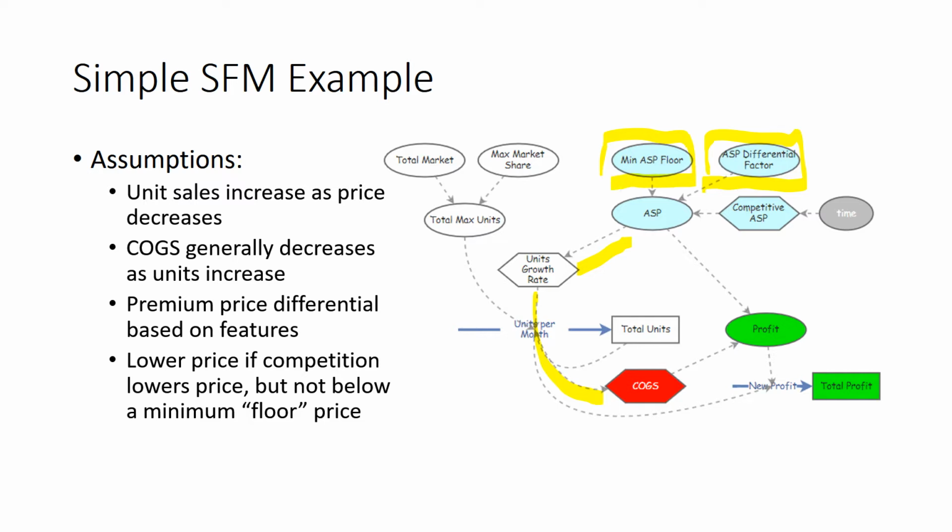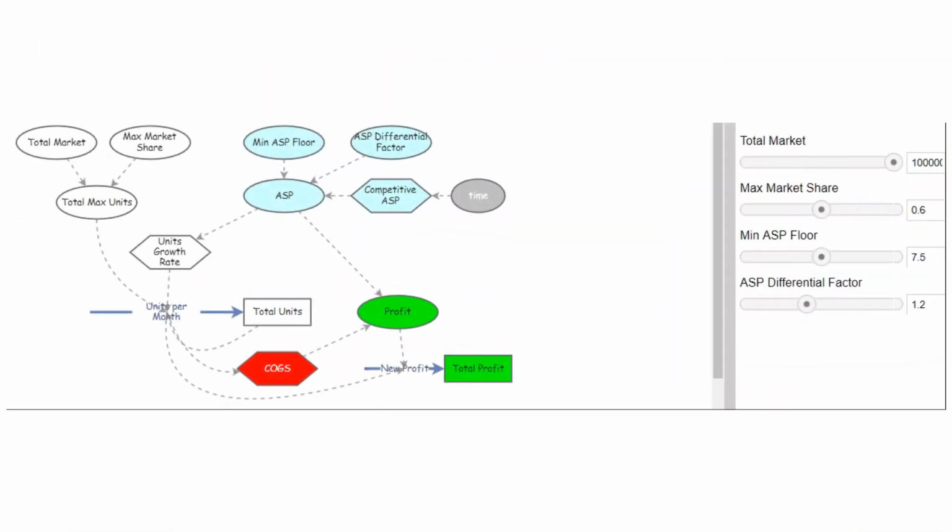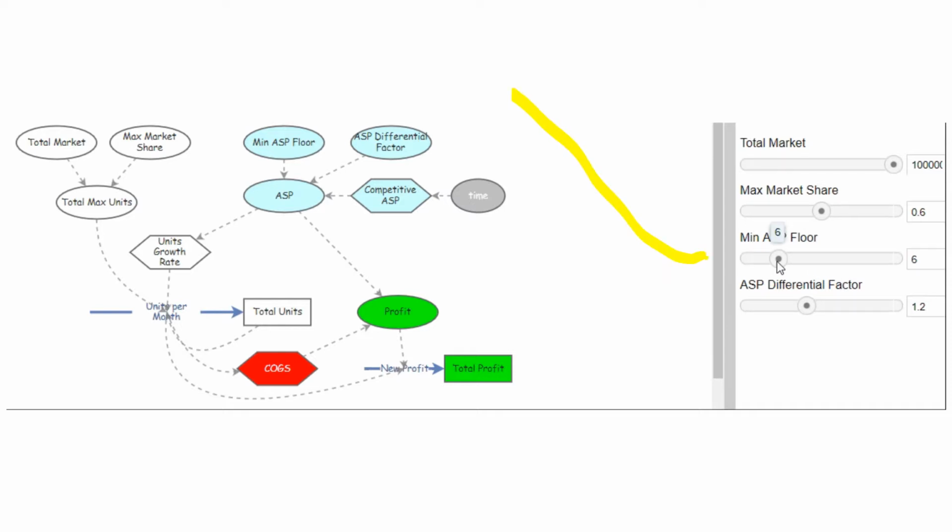minimum floor price. So what would this actually look like in a dynamic model? So here we have the model running in Insight Maker, which is a web-based modeling tool. As you can see on the right-hand side here, there are sliders that permit us to adjust inputs, key inputs in the model over here.